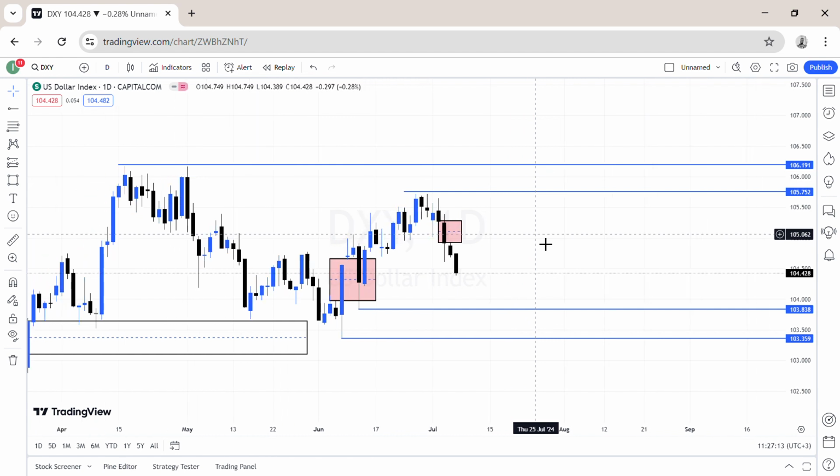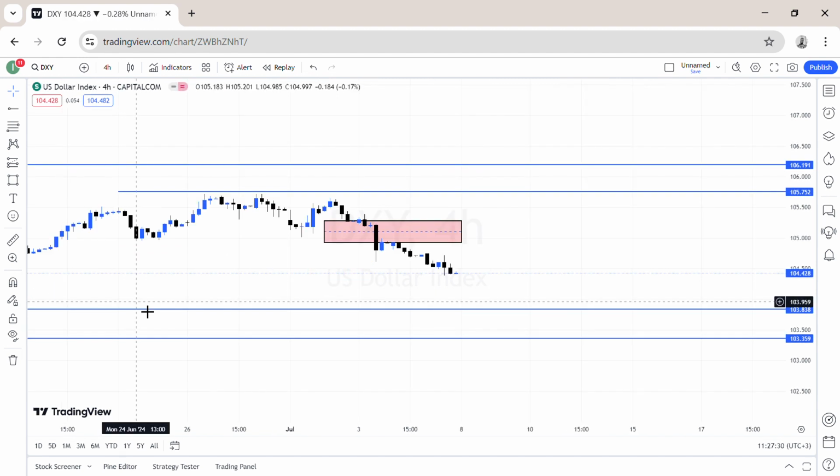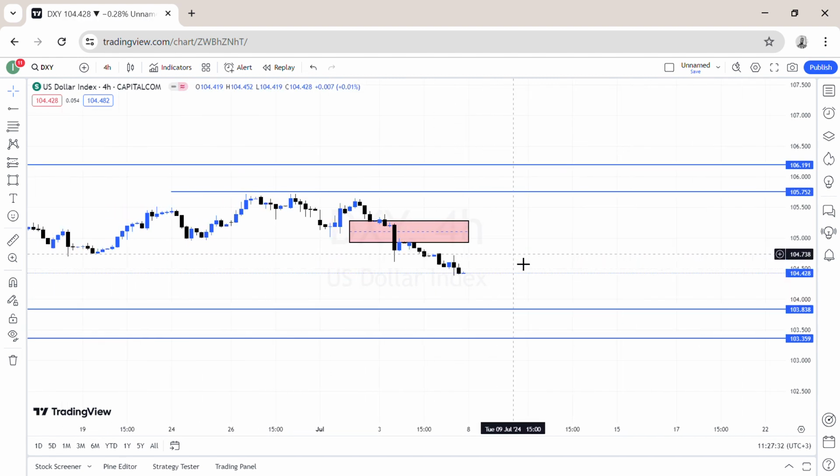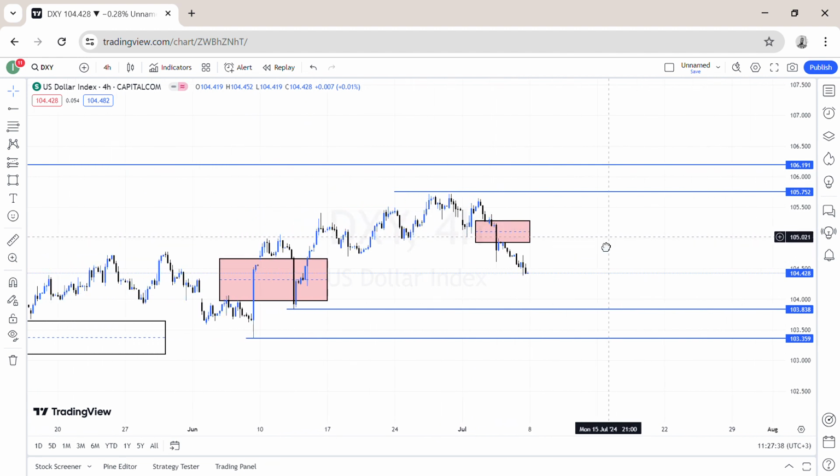Okay, so on the daily, that is what we have. We are bearish, but we are bearish until where? Okay, that is the point. Let's go to the 4-hour chart. Let's see what the 4-hour has in detail. Okay, the lower the time frame we go, the more details we get. All right, so this is the 4-hour chart.